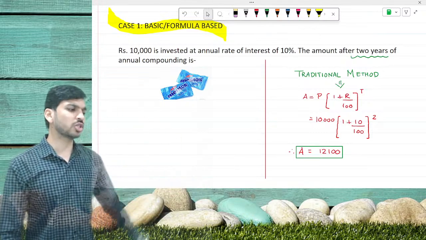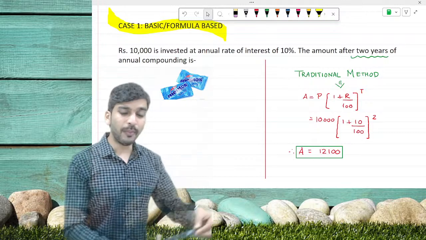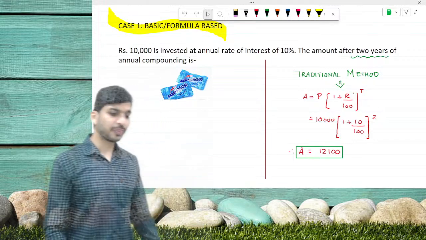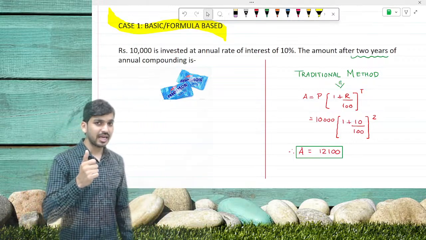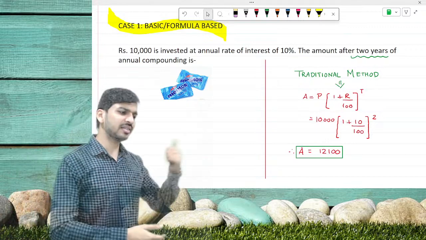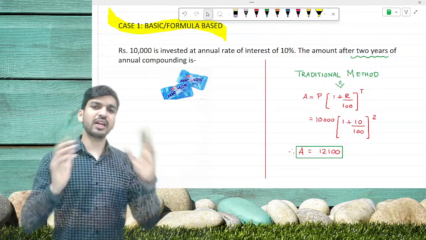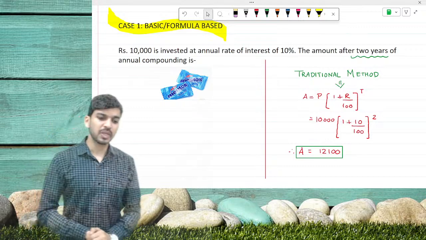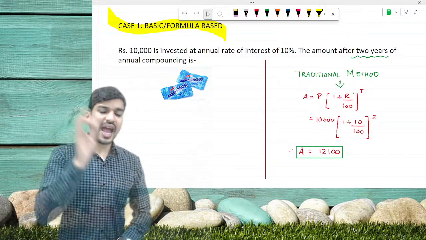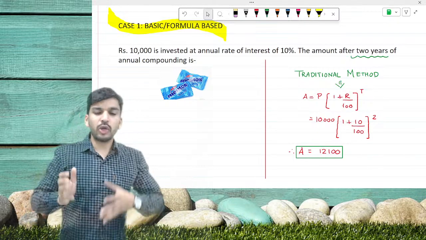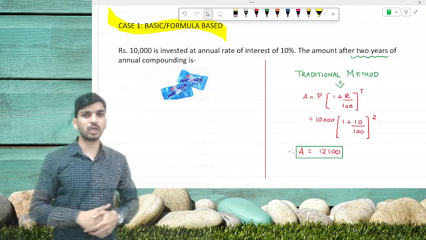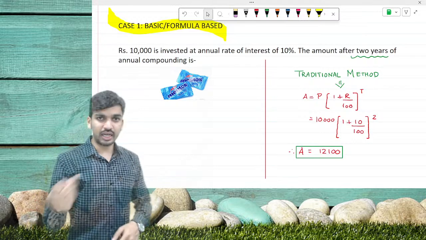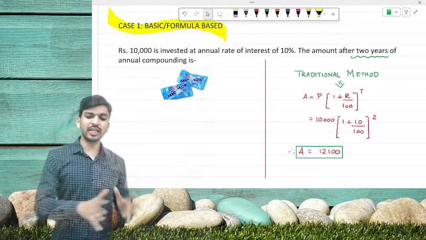In the first question, you can see that I have given the Mentos trick. Mentos means it's going to be a trick, and you all might be aware of this trick. It's a very simple one. The question says 10,000 is invested at an annual rate of 10%. So the investment amount, the principal, is 10,000 rupees, the rate of interest is 10%, and the time given is 2 years. So all the terms are given to you.